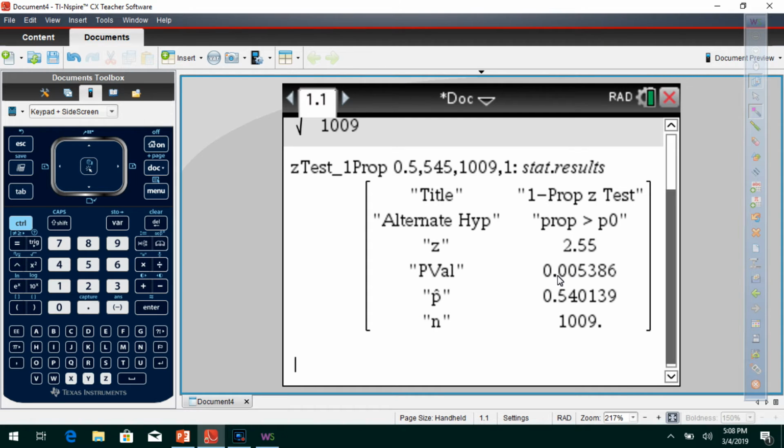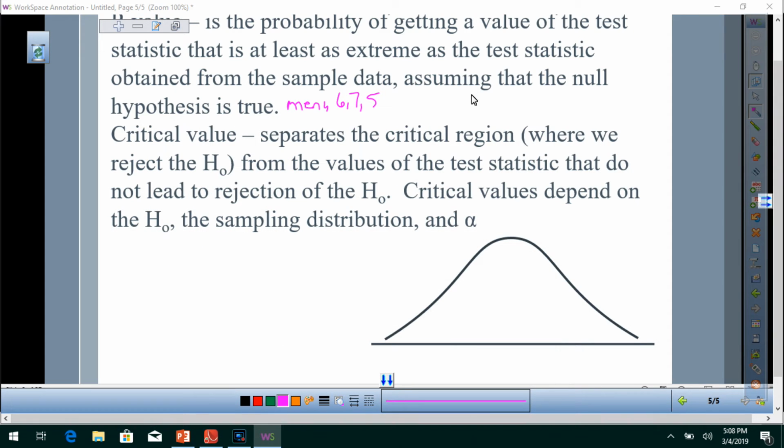Our p-value is 0.005386. All right. That was the p-value method. Now we're going to do the critical value method.